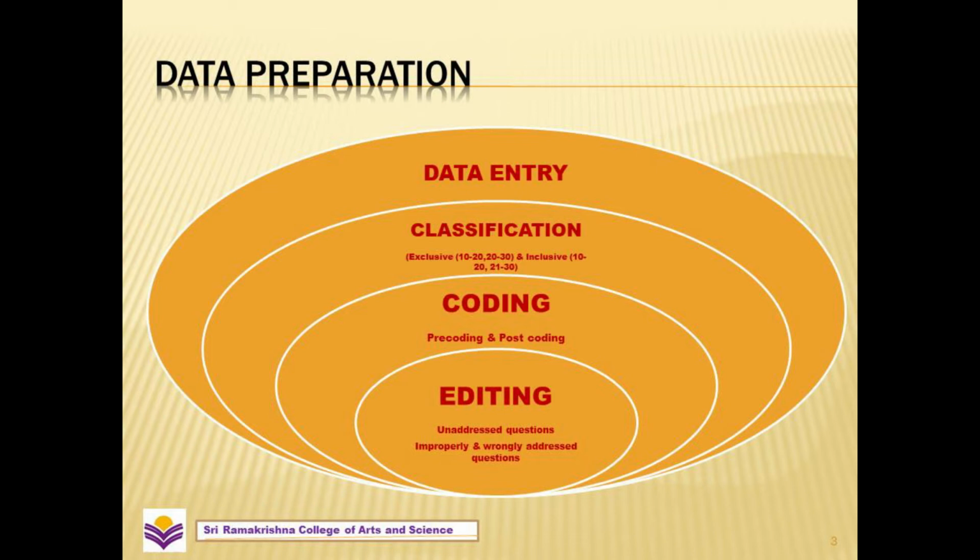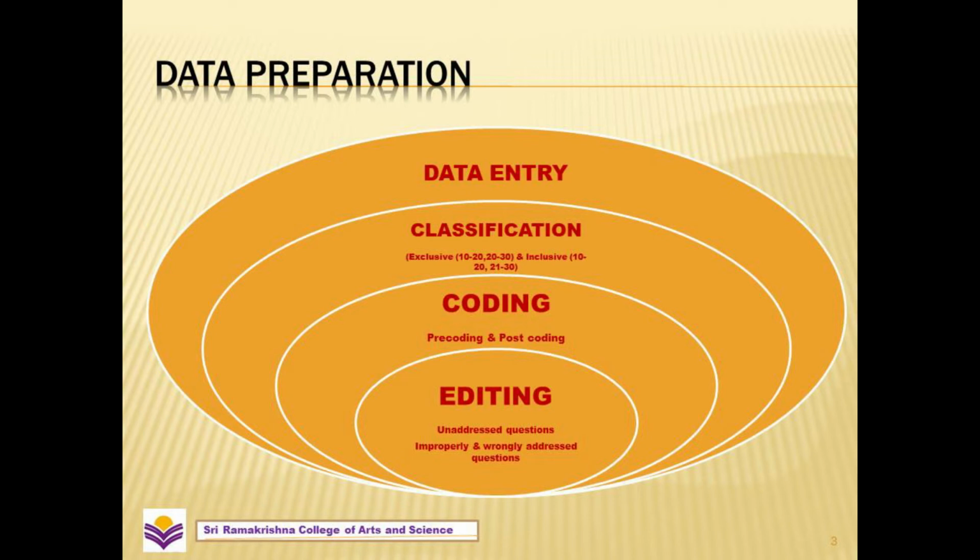I'll give an example of pre-coding. Gender: A male, B female. A and B are codes. There are some questions that are post-coded. Example, a suggestion. Suggestion is actually an open-ended question. Because it is qualitative in nature, after collecting the data we make it into number form. So, better we can have open-ended questions as post-coded ones.